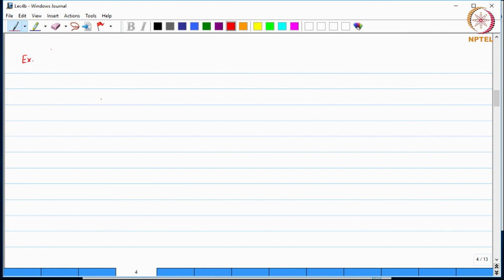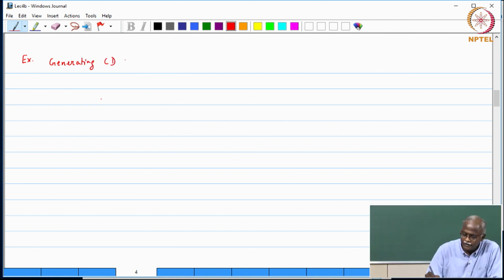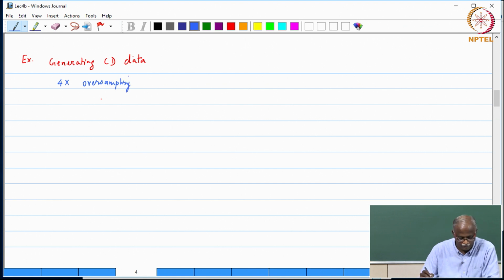Now, let me just mention the key observation from the example that we looked at, the example of generating CD data, compact disc. I will not redraw the figure, I am sure you can refer to it. The key principle was that we were doing 4x oversampling, so the sampling frequency instead of 44.1 went to 176.4 kilohertz.